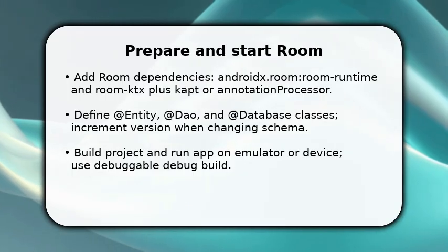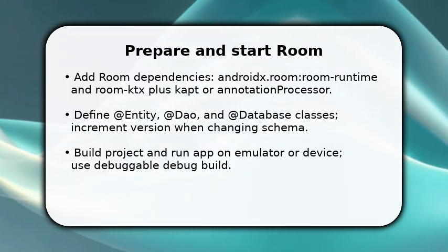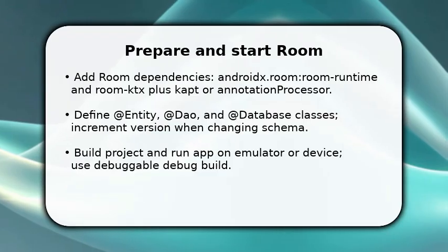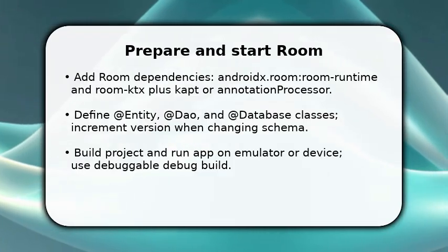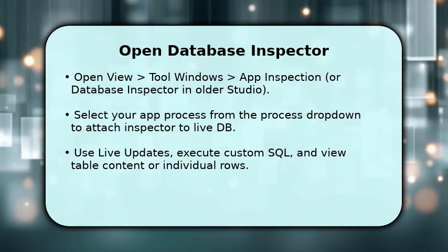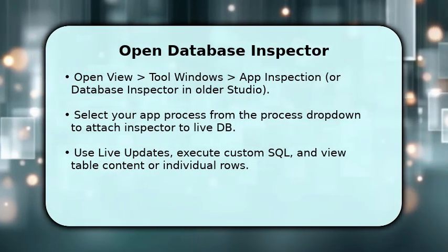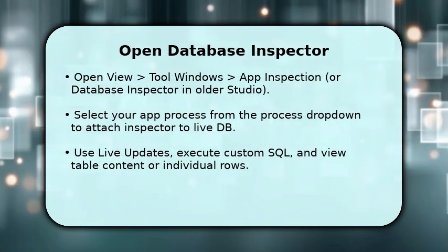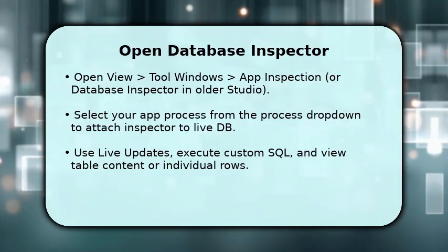After the app is running and you've executed code paths that create or write to the DB, you're ready to inspect it in Android Studio. Once the app is running, open App Inspection and pick Database Inspector to attach to the process. You'll see your Room database listed. Select it to load table schemas and rows.